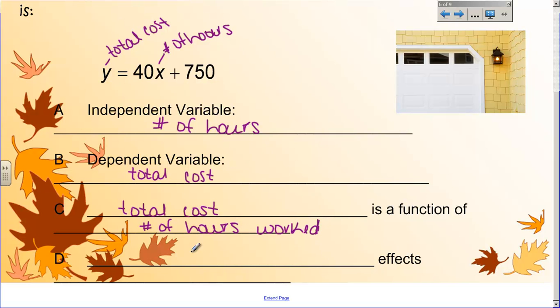And so if you want to say that in a different way, you could say that the number of hours worked affects the total cost. It helps you to see these written both ways because it could be presented to you either way at any point.